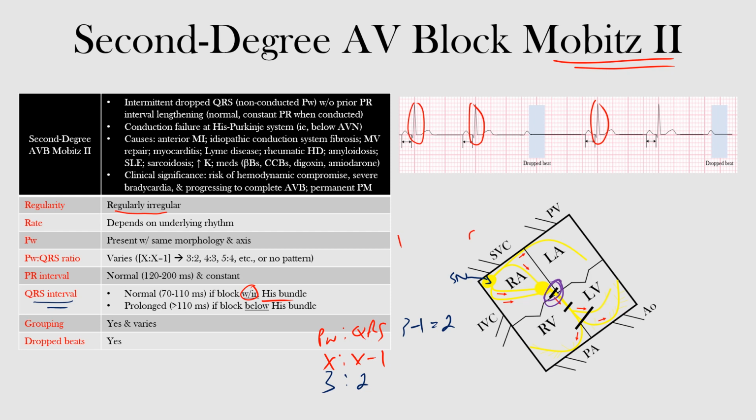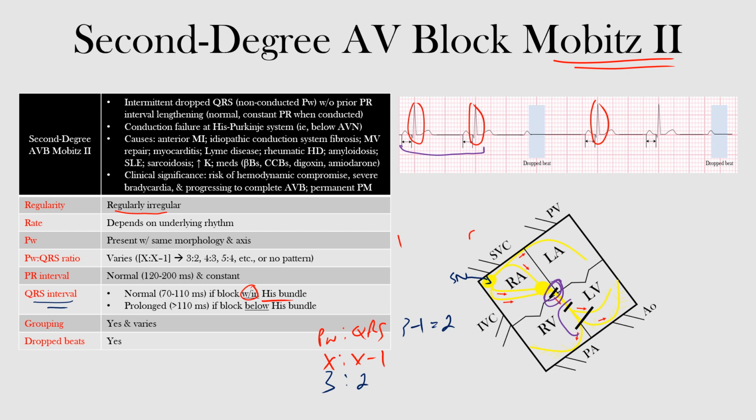Okay, and that's why we see these narrow complexes. Now if it was below the His bundle, sometimes you can see those wide complexes occurring. So if you have a block down in this region, you could have a wide complex occurring in those cases. In terms of grouping, yes, we said there's grouping.